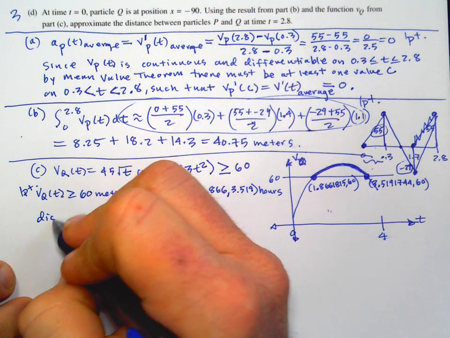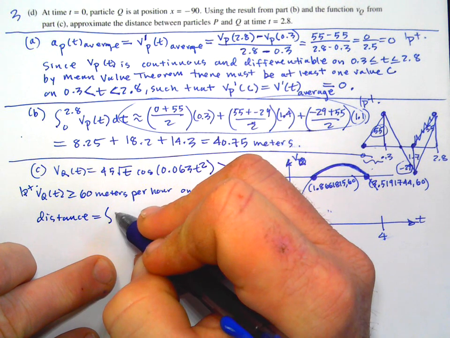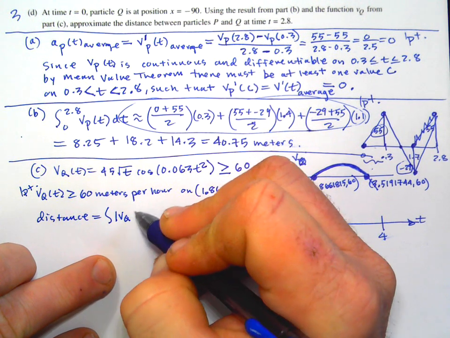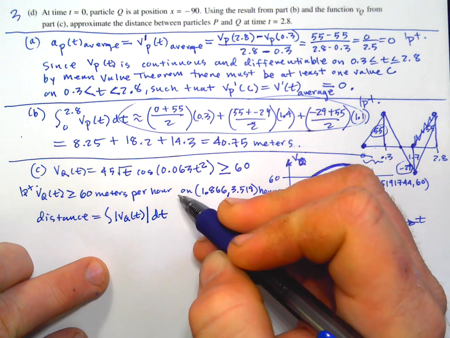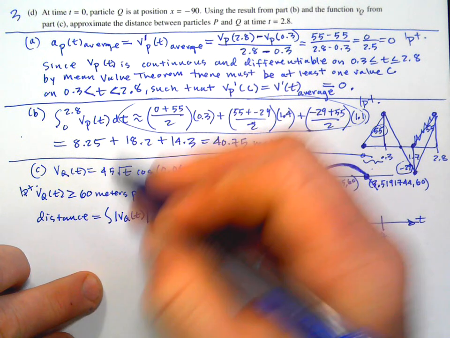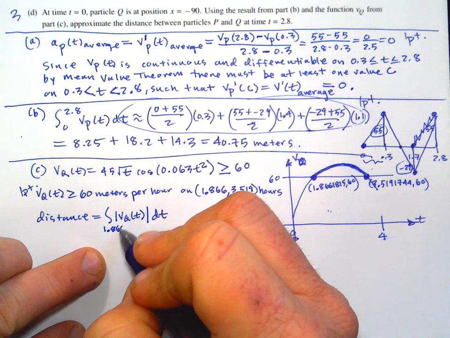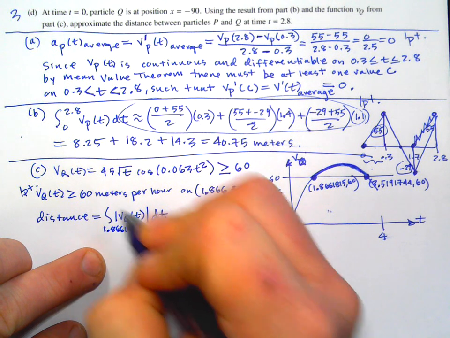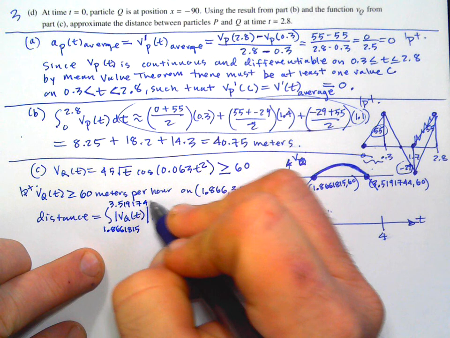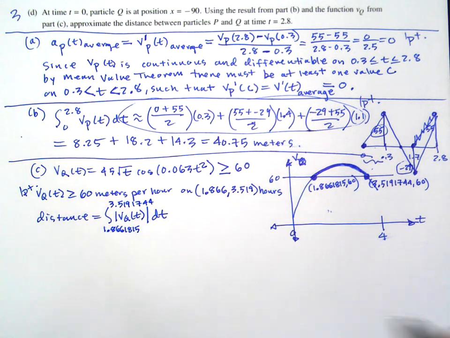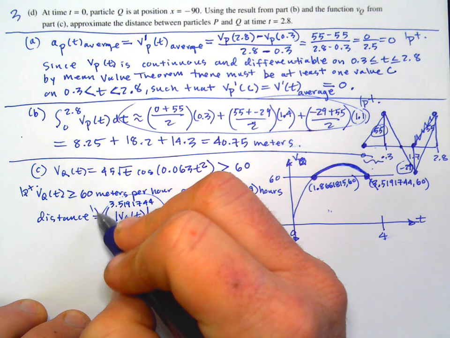Distance is the integral of speed, the absolute value of velocity, and in this case, v sub Q, on the same time interval, they said. So we're going to go from 1.8661815 to 3.5191744. I'm carrying the extra decimal places because we're trying to do a calculation now. This is important. That's a point.